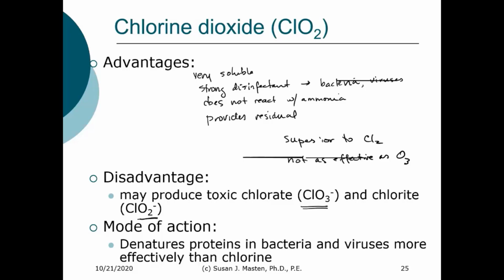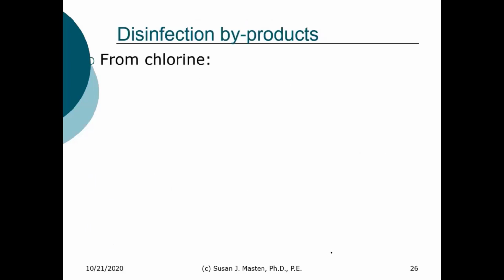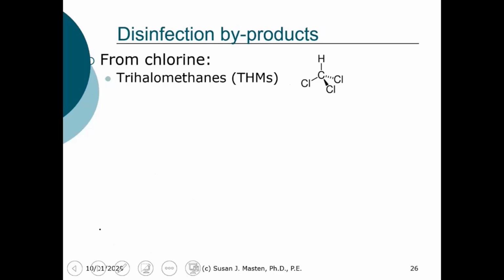Ozone is the next disinfectant we'll talk about. Actually, we'll just do this one first. I've mentioned this a number of times in terms of disinfection byproducts. We've talked about a number of compounds that contain chlorine. This is from chlorine gas, aqueous chlorine, hypochlorite, hypochlorous acid and hypochlorite. All of these result in these disinfection byproducts.